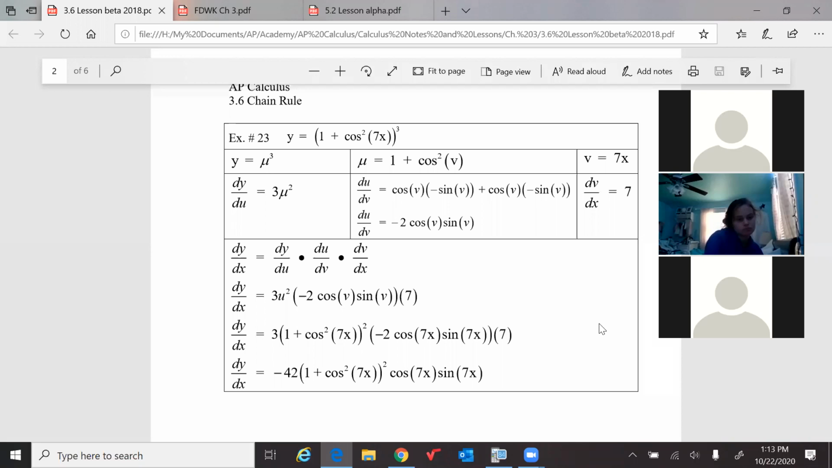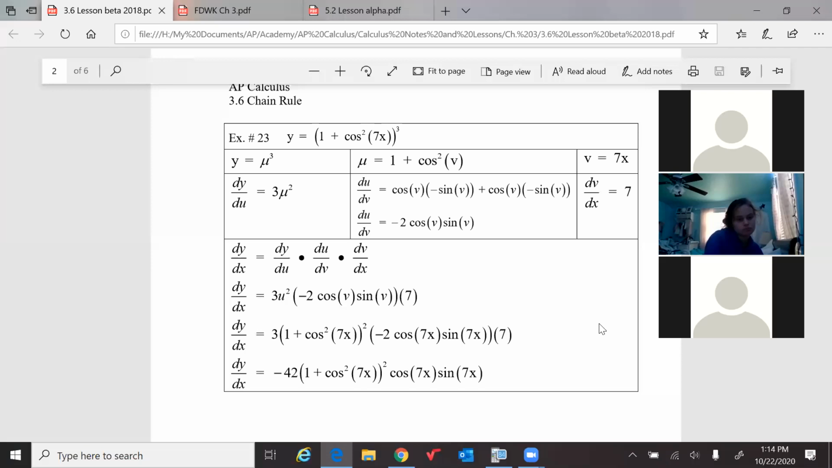Right? Then what's being cubed? 1 plus cosine squared 7x, which I wrote as 1 plus cosine squared v. And the outside function would be u cubed. It doesn't matter what letters you use. But in this problem, what you're asked to do is find the derivative of y with respect to x.